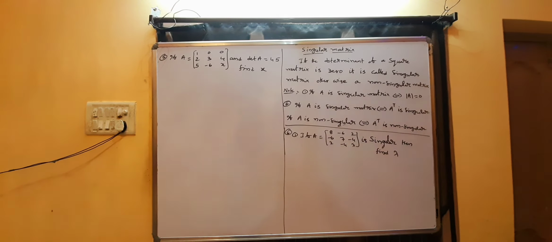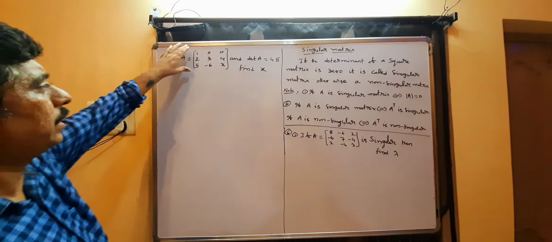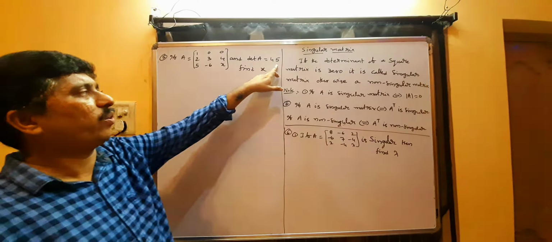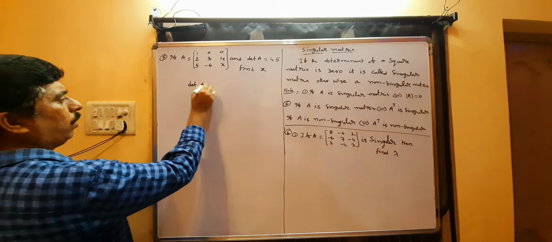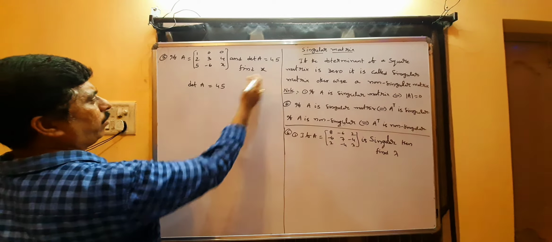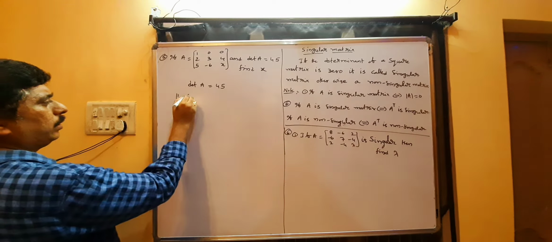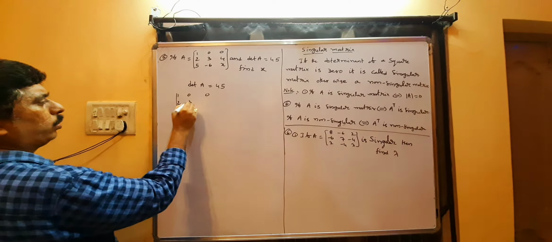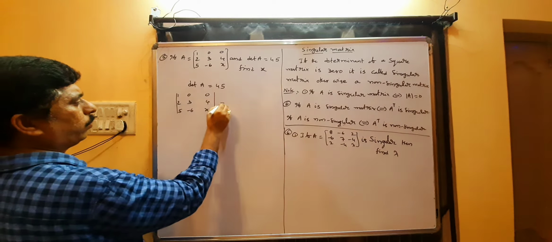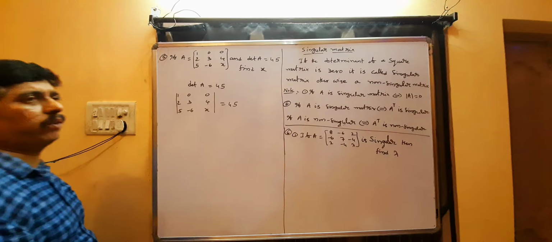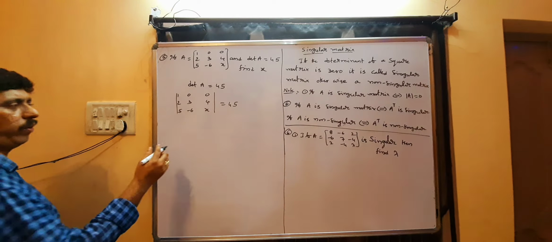Coming to the next question. If the matrix A is given and det A is given as 45, then find the value of x. Det A means the matrix 1, 0, 0, 2, 3, 4, 5, minus 6, x equal to 45. Now on the left side you can find the determinant and equate it to 45.